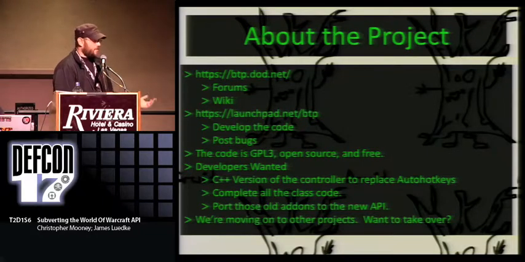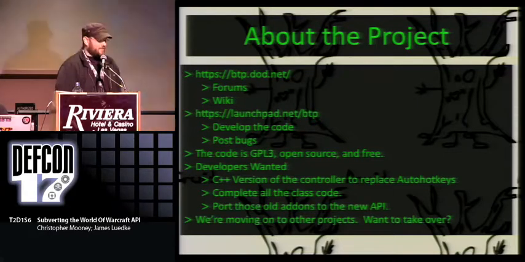Let's see. Developers wanted, remember, we want that C++ version of the controller. There's not complete code for all classes. I don't think Warrior or Death Knight or any of those classes have code yet, but you just follow a template for other people and you're all set. And maybe port some of those old add-ons that people used to like to the new API. And we're moving on to other projects. So anyone want to take over the project? Come and see us afterwards.